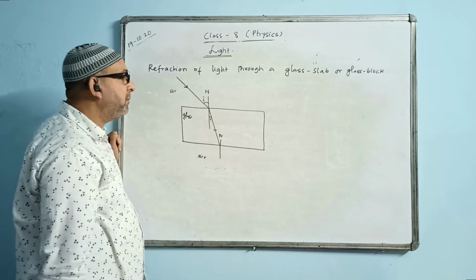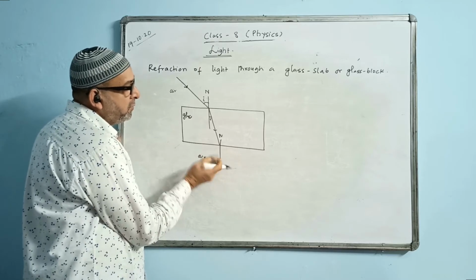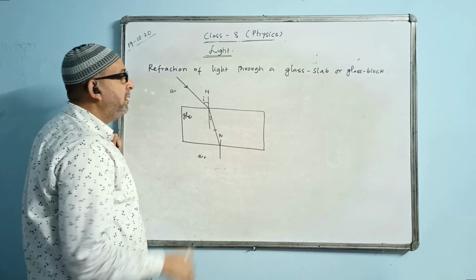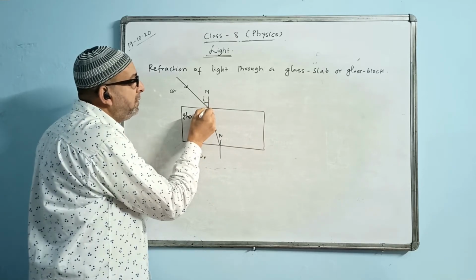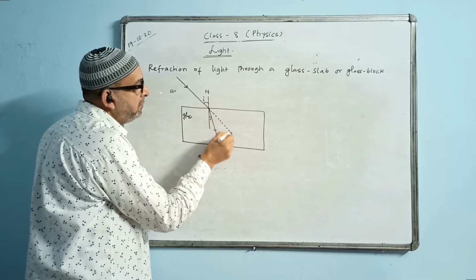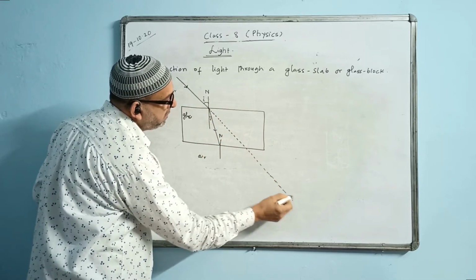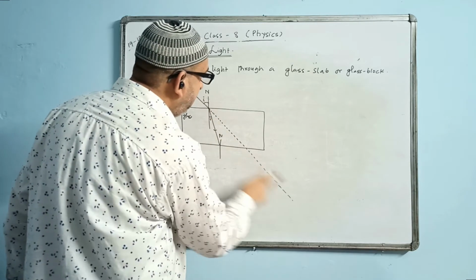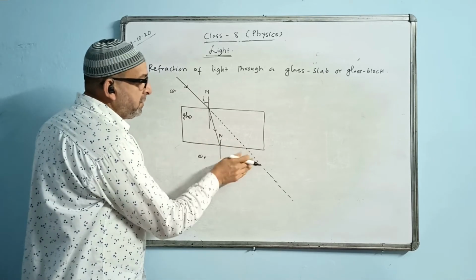How to complete the diagram? This ray will be going away. It will not bend towards the normal, rather it will go away from the normal. To draw that, first this line will be extended straight in the forward direction using a ruler, like this. Dotted line. That's an imaginary line.